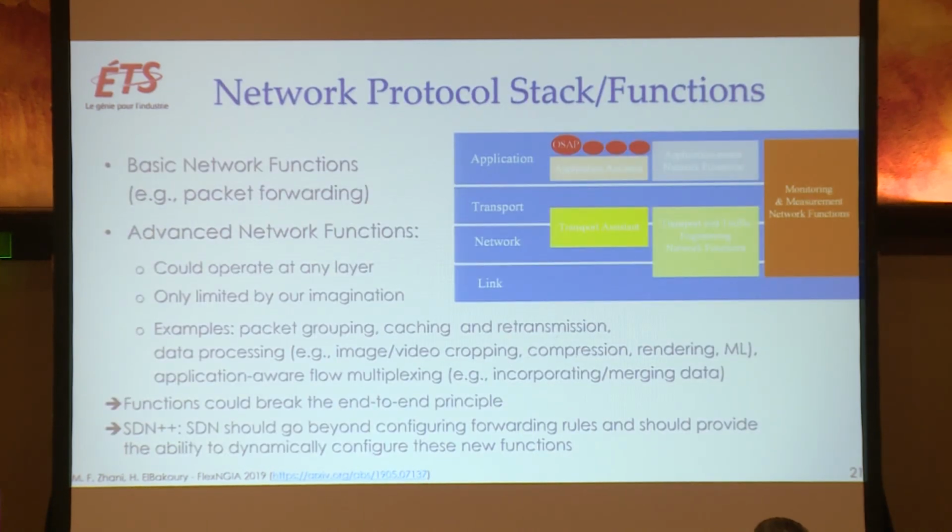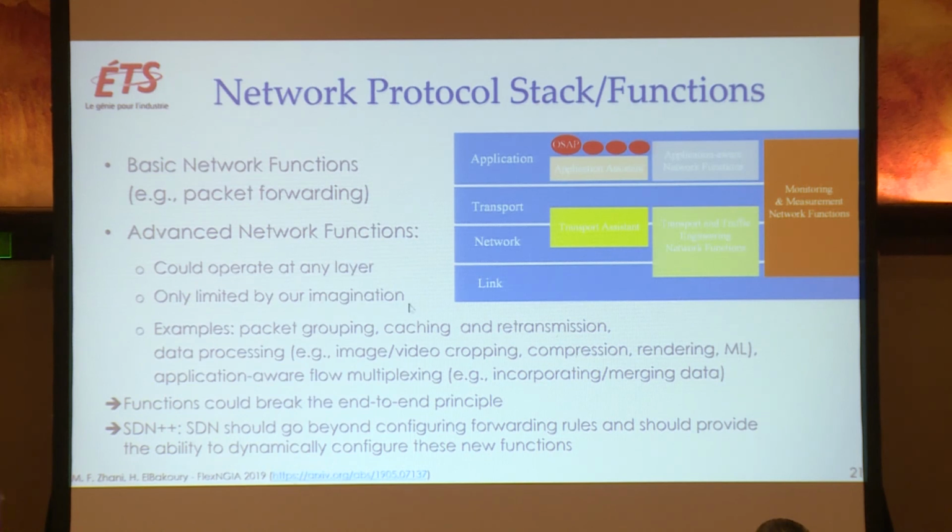So let's move on now to the network protocol stack and functions. In FlexNGIA, we assume that in the service function chain, we will always have the basic network functions, like packet forwarding, which is a basic function, right? But we assume also that we will have more advanced network functions that could operate at any layer of the network. They are only limited by our imagination. We can have network functions that operate at the application level, at the transport or network level, and others that operate at different levels of the network stack.